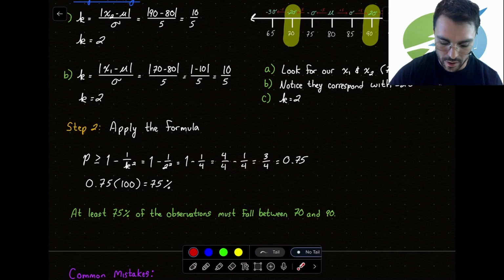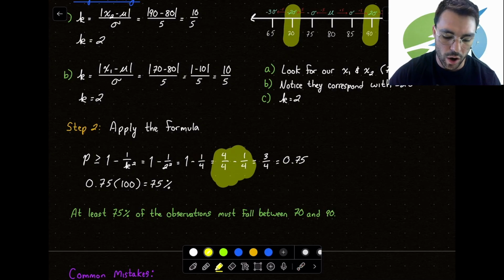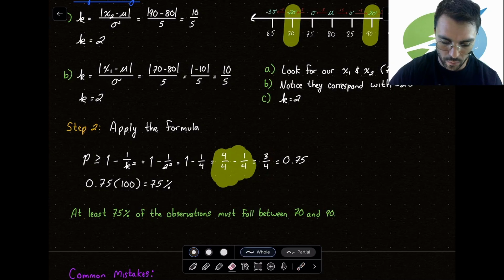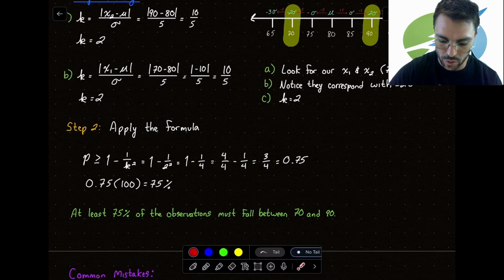This next step here, I'm just going to highlight it so it pops out. I rewrote 1 as 4 over 4 to make our subtraction easier when we have a common denominator. When we have a common denominator, when we subtract fractions, we just subtract the numerators. 4 minus 1 equals 3 over 4. And we get our answer of 0.75. Multiply it by 100, 75%.